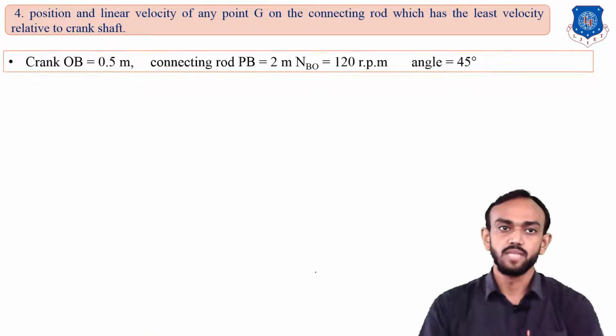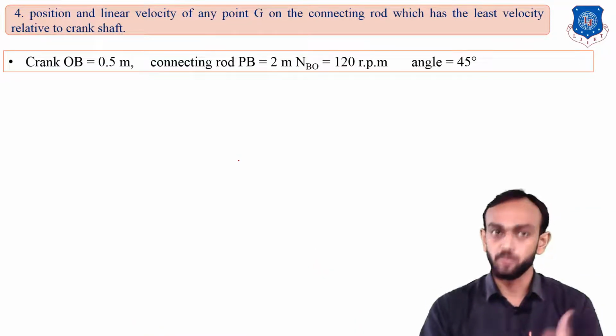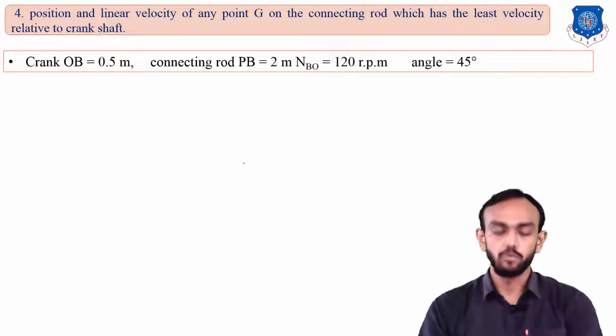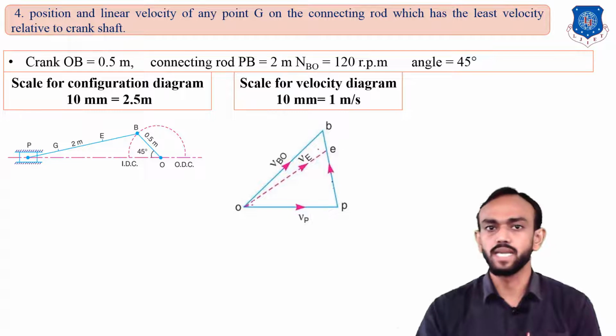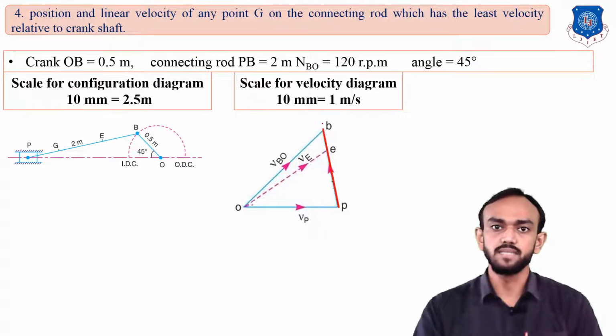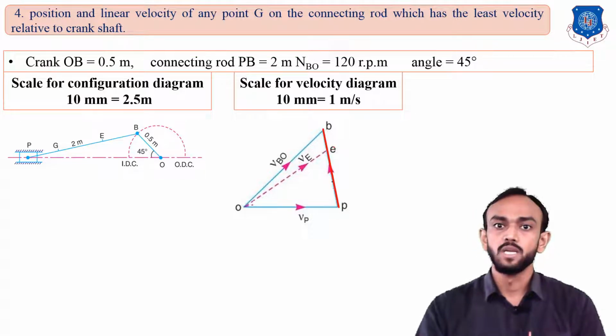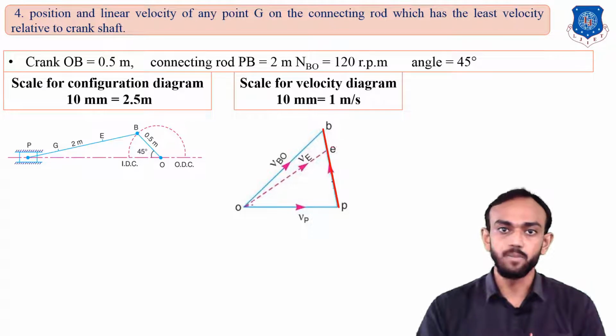Now next, you can see, first of all, the position and linear velocity of the G point on the connecting rod, which has the least velocity relative to the crankshaft. So how will you find the least velocity? P to B distance is nothing but the connecting rod. So we have already found this E point.